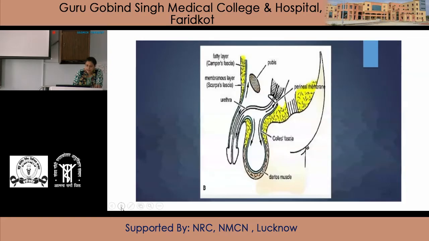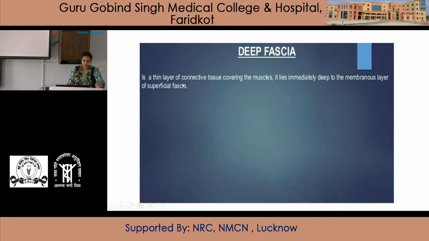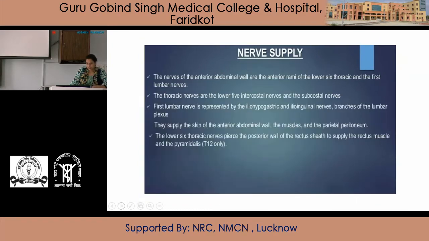Next is the deep fascia. It is a thin layer of connective tissue covering the muscle. It lies immediately deep to the membranous layer of the superficial fascia. Next is the nerve supply of the anterior abdominal wall.